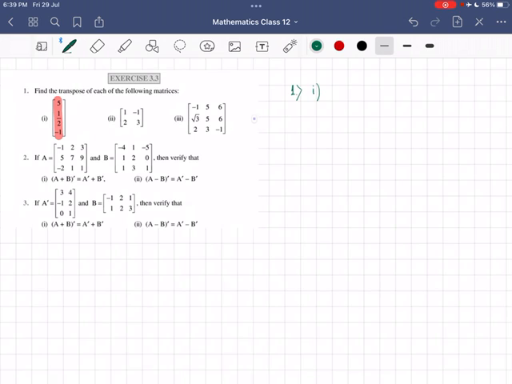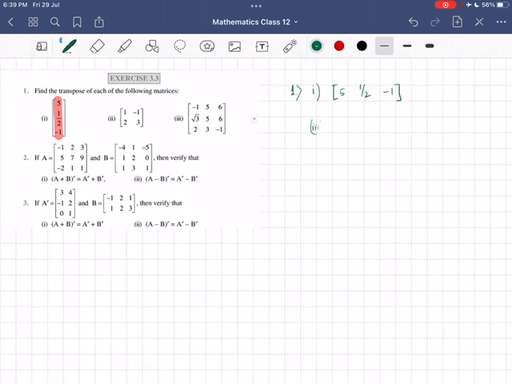So here the answer will go like 5, half, minus 1. So this is the transpose of the given matrix. Then question number 2, you just do it yourself.